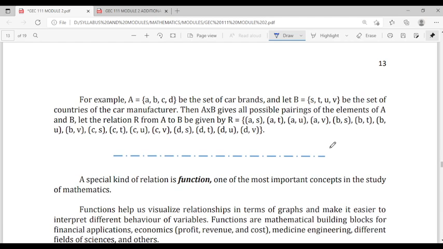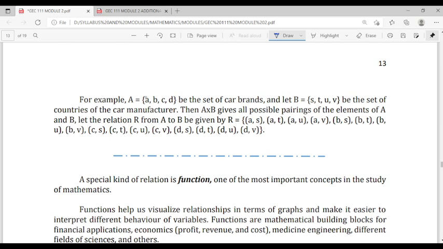For example, set A, we have A, B, C, D, be the set of car brands. Let B be the set S, T, U, V, the set of the country of the car manufacturer. Then A by B gives all the possible pairings of the elements of A and B. Let the relation R from A to B be given by R.